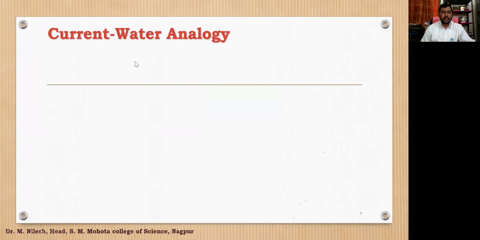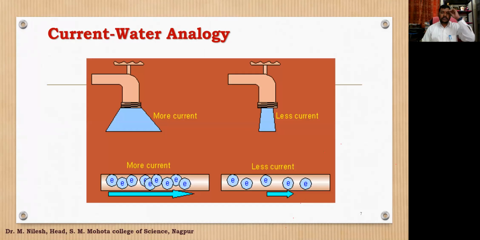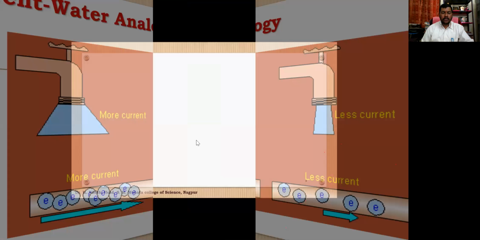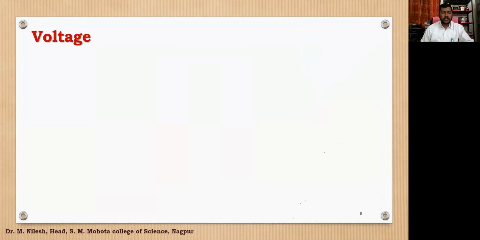Then we studied the current water analogy. It's similar to a tap through which we receive water, and we can control it accordingly; we can move the tap. As the electrons are dense over here, there will be more current. When fewer electrons are present in a conductor, less current will flow through it. So this is the water analogy of current.